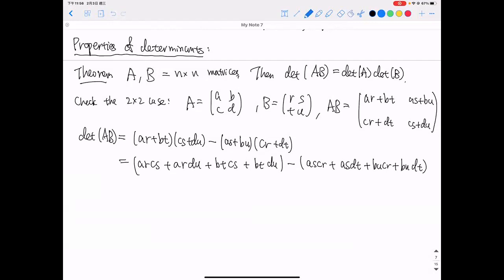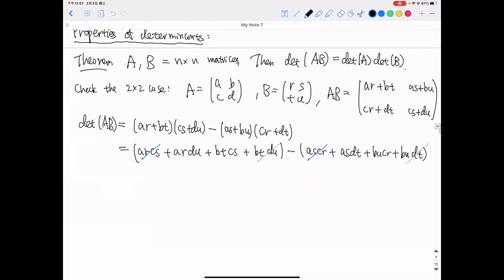Okay. So now we can see some cancellation. ARCS is the same as ASCR. Good. Let's see what else can be canceled. BTDU is the same as BUDT. Right. Okay, and I think that's what can be canceled.